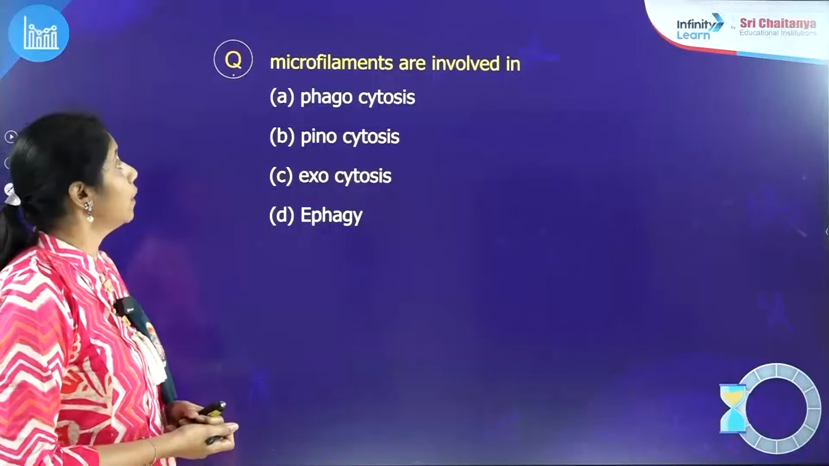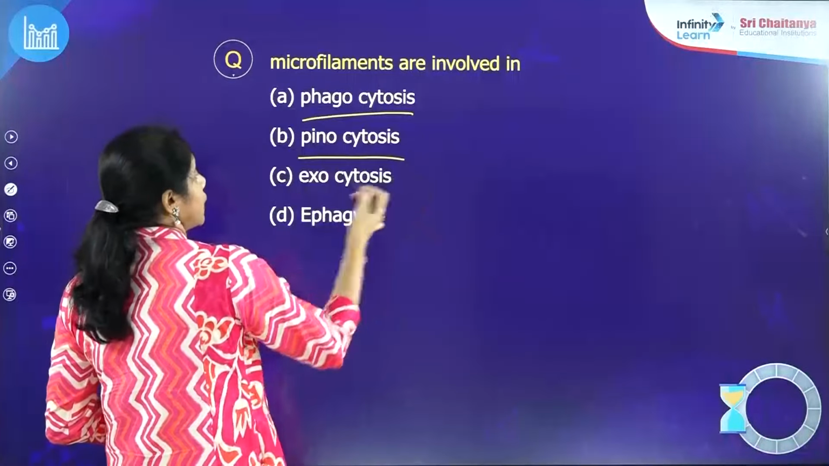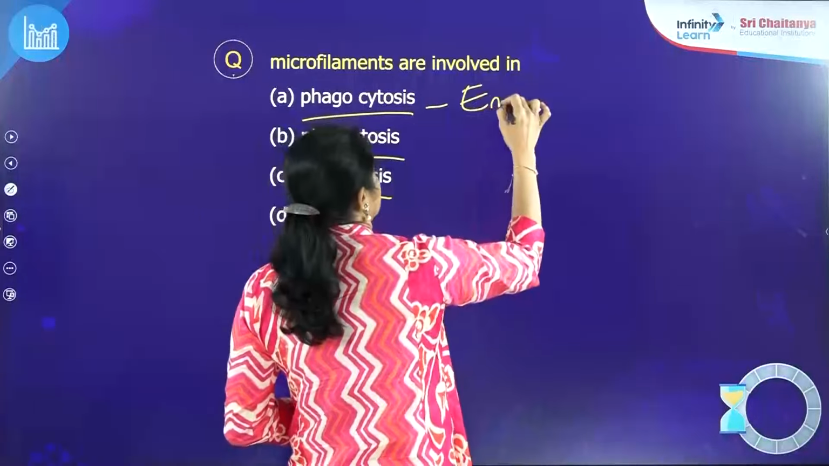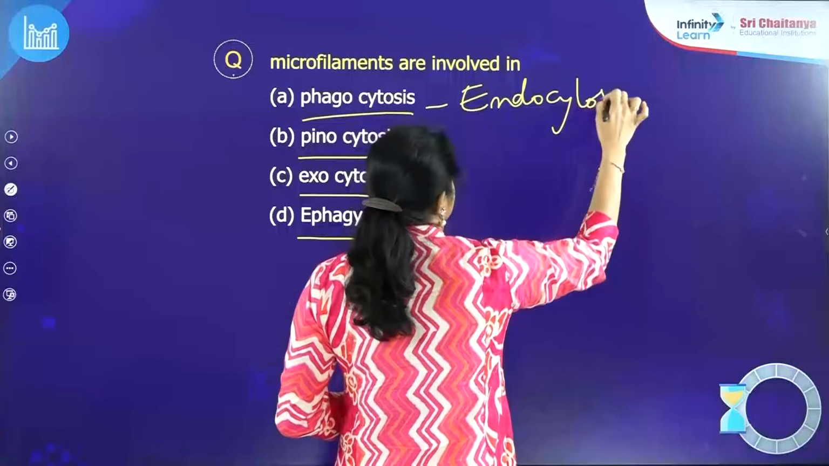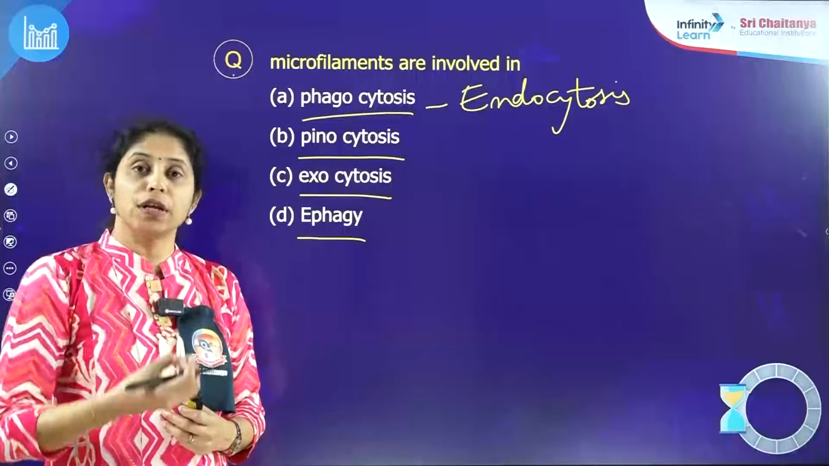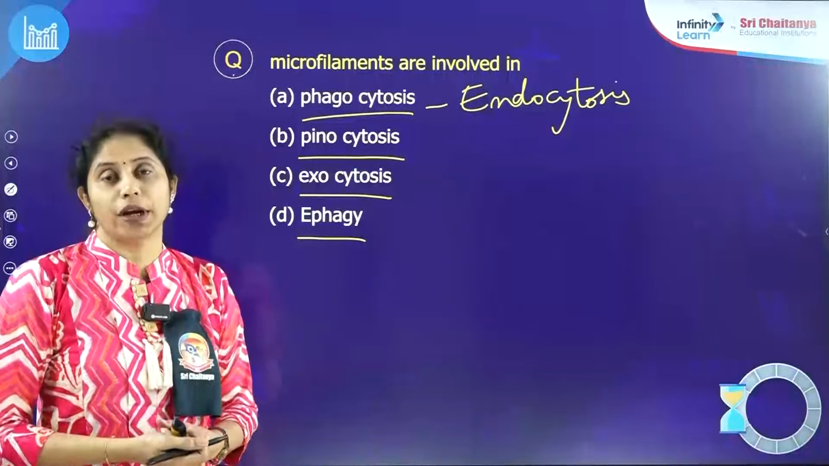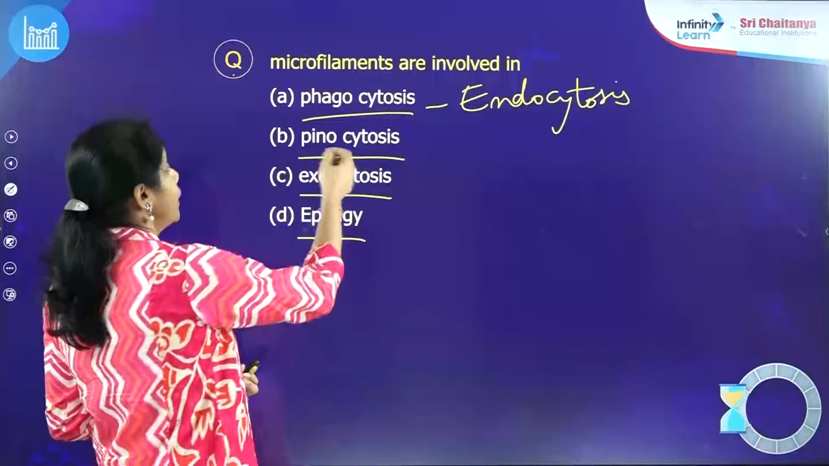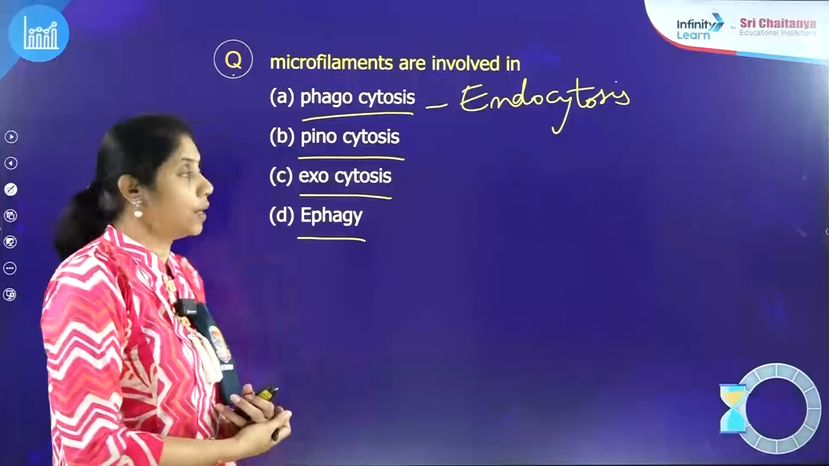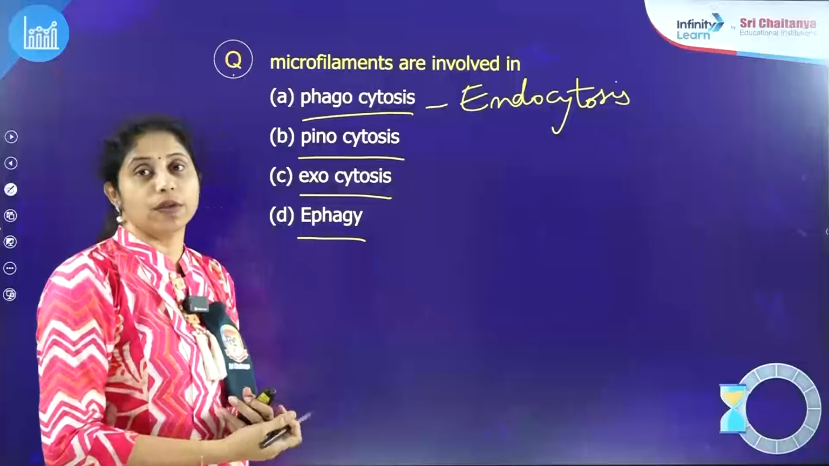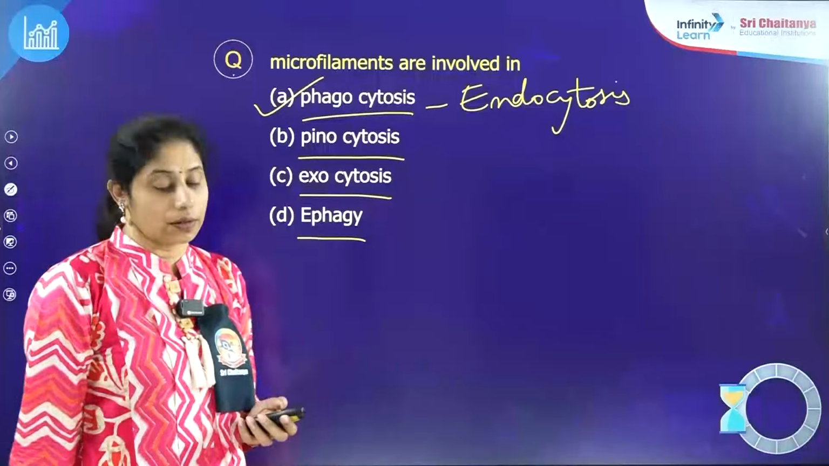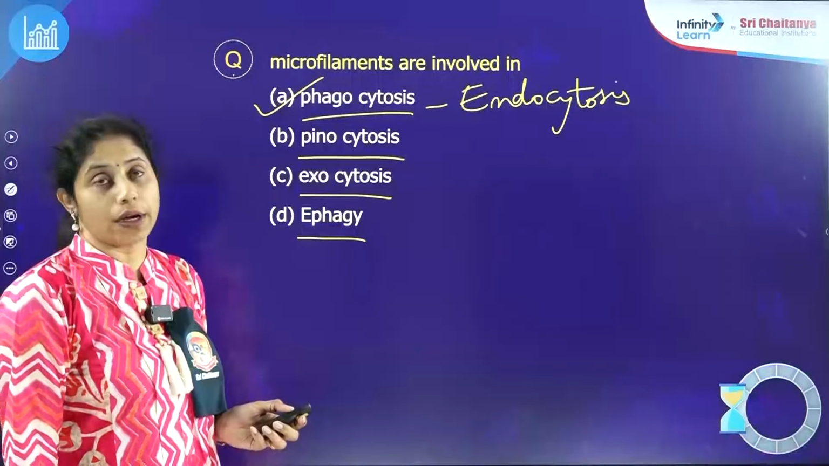Next one: microfilaments are involved in phagocytosis, pinocytosis, exocytosis, or autophagy? Phagocytosis is a process of endocytosis, engulfing food materials into the cell. That is done by the microfilaments, because they are present beneath the plasma membrane and they take in the food materials or pathogens. Pinocytosis is cell drinking, which is not done by the microfilaments. Exocytosis is throwing out waste. Autophagy is dealing with metabolic waste from the cell, which is also not done by the microfilaments. They help in phagocytosis. So, for this question the answer will be phagocytosis.